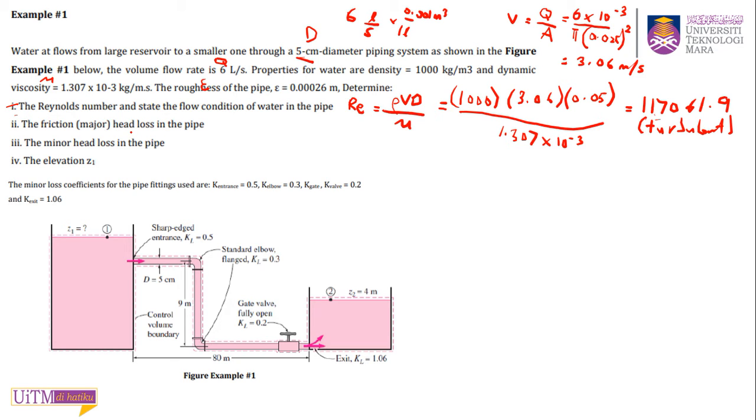And part 2, they ask you to find the friction head loss, the major head loss. And you know to get the head loss, the HL, what is the equation for HL again?